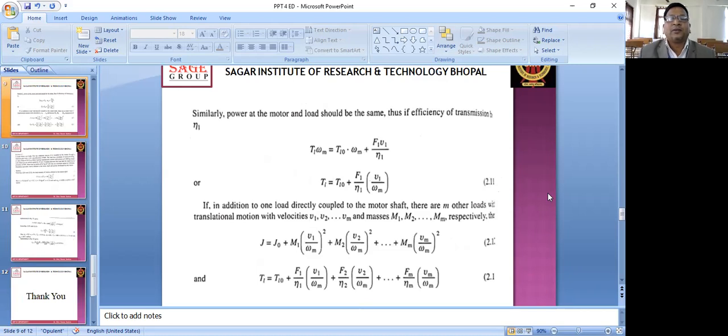Similarly, power at the motor and load shaft must be the same. Thus, the efficiency of transmission is eta 1. So torque TL omega m is equal to TL0 omega m plus F1 V1 by eta 1. So the total torque TL is equal to TL0 plus F1 by eta 1 times (V1 by omega m).